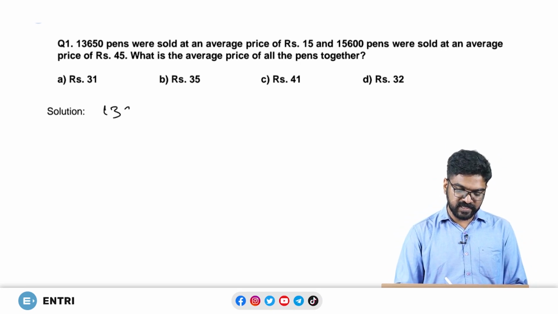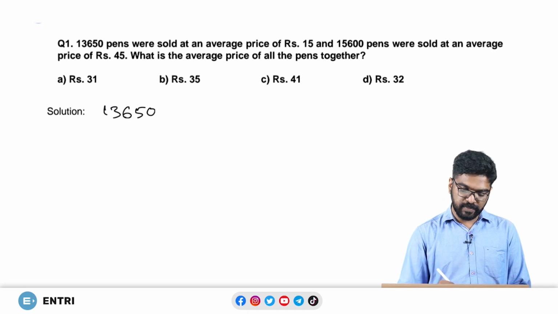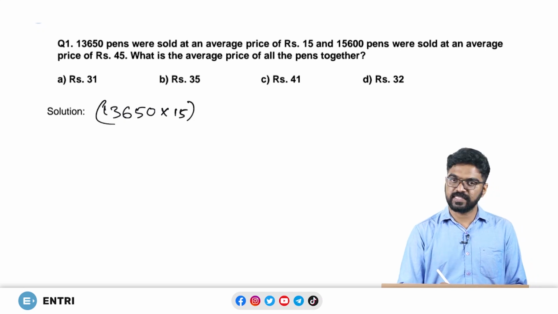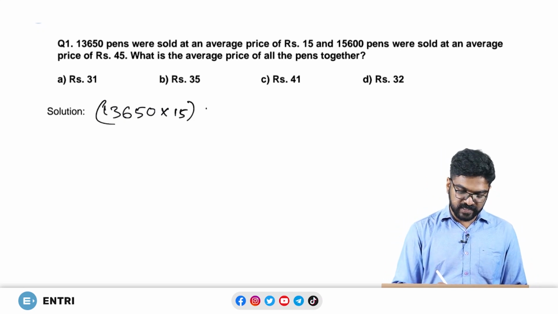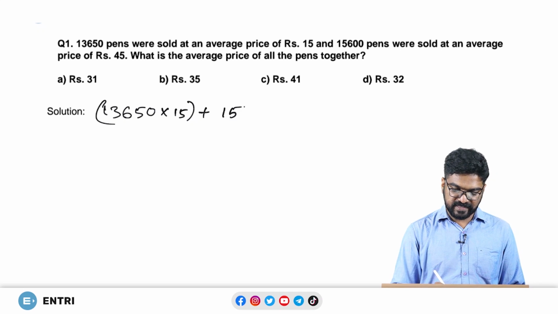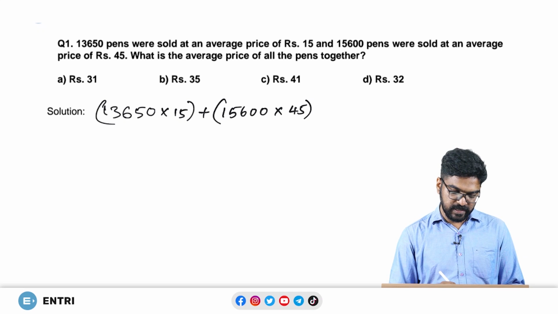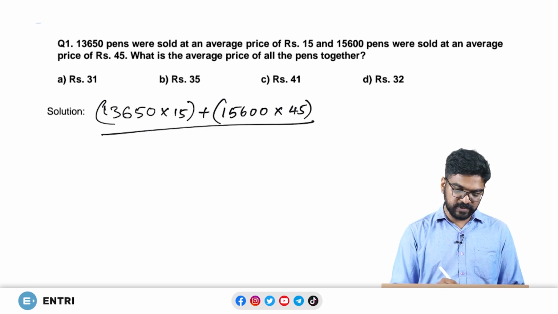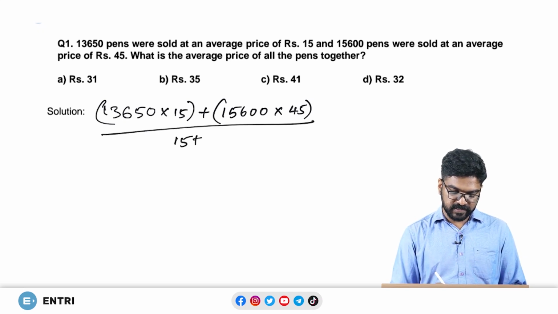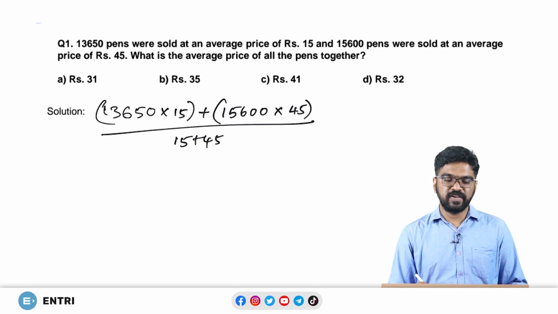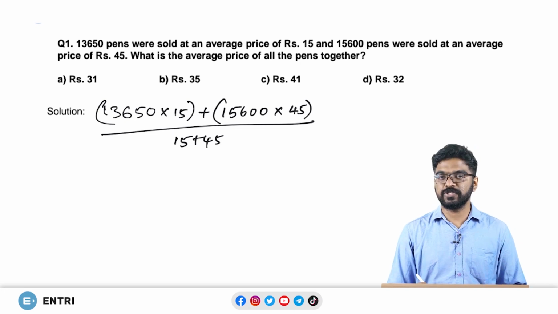So 13,650 pens were sold at a price of 15 rupees, right? So the entire price will be 13,650 into 15 plus 15,600 into how much is the price? It is 45. This will be the total price of the pens. Now divided by the total number of pens, which will be equal to 13,650 plus 15,600. Now this is going to be a very tedious calculation, which I don't encourage you to do.